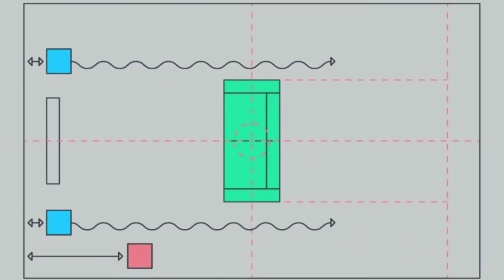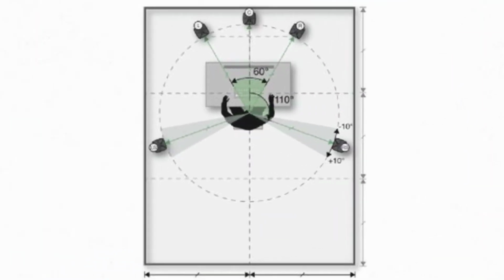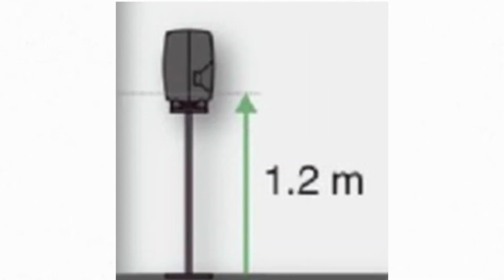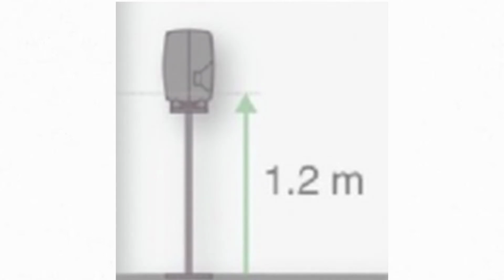Most rooms are not square. Speakers should be laid out so that they play along the length of the room. Avoid placing items between you and your speakers. You want a clean line of sight to them, and speakers generally sound best when they're at the level of your ears when you're listening.